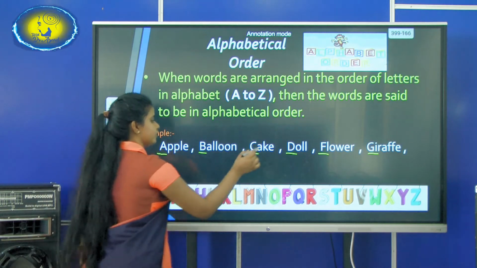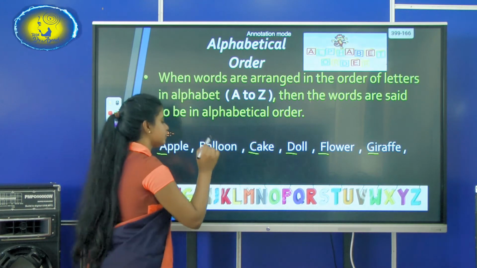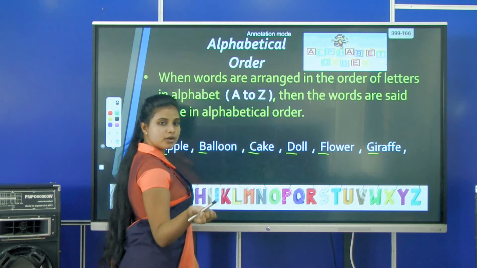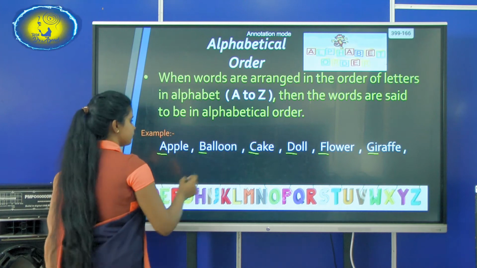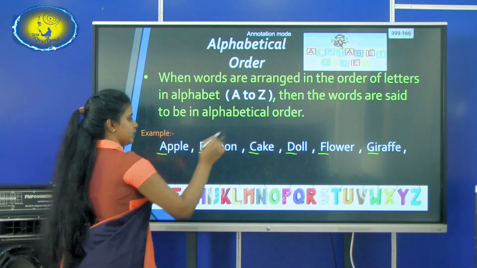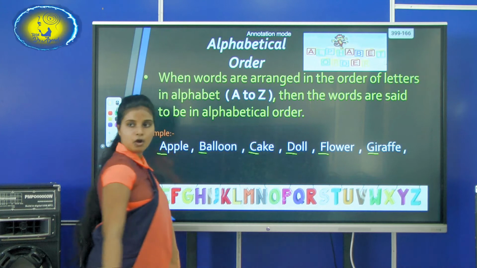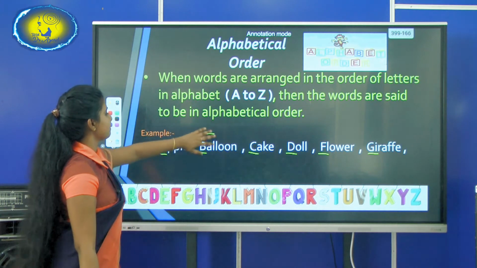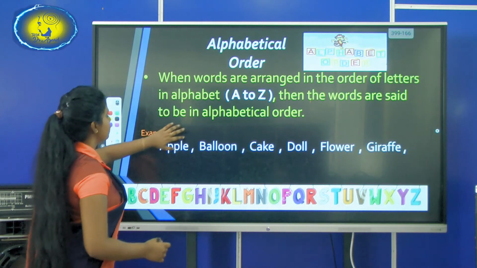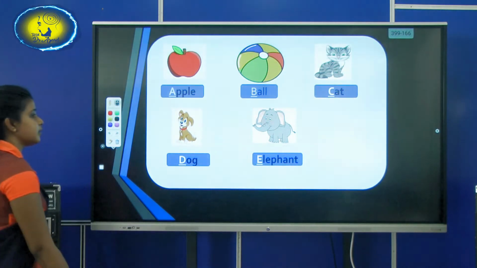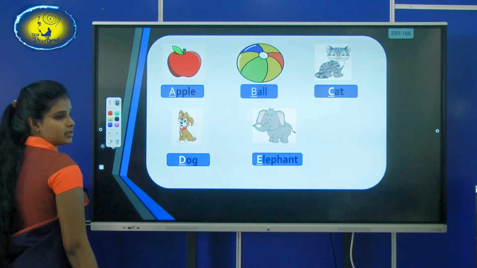But here I didn't use any word that begins with E. It's okay, children. There we can move to the letter F also. Here flower begins with F. Next G, giraffe. Okay, children. Here, children, I have used some examples.